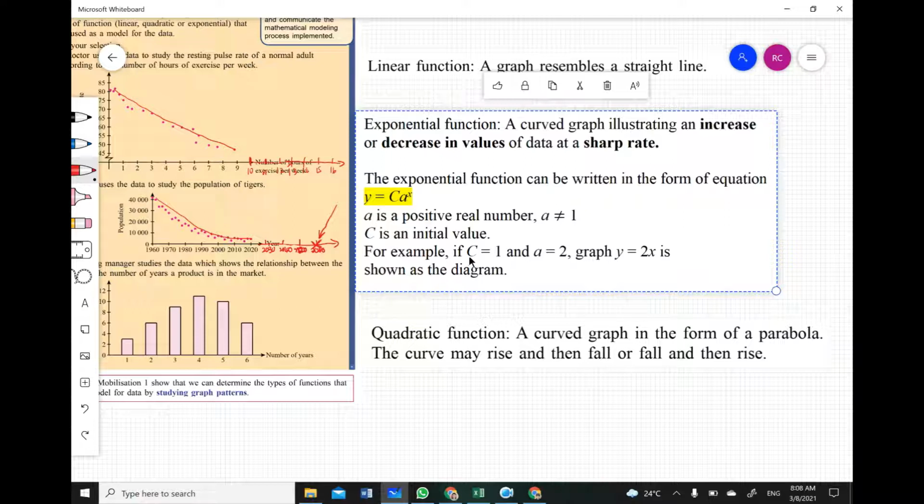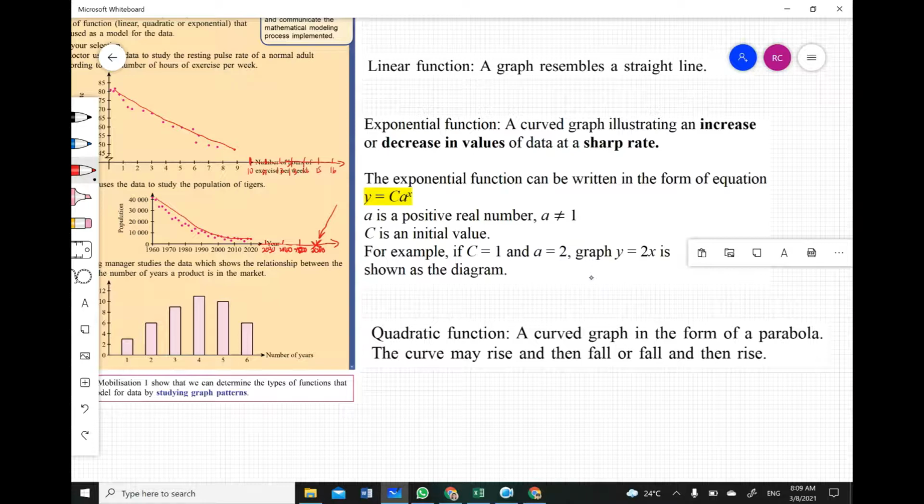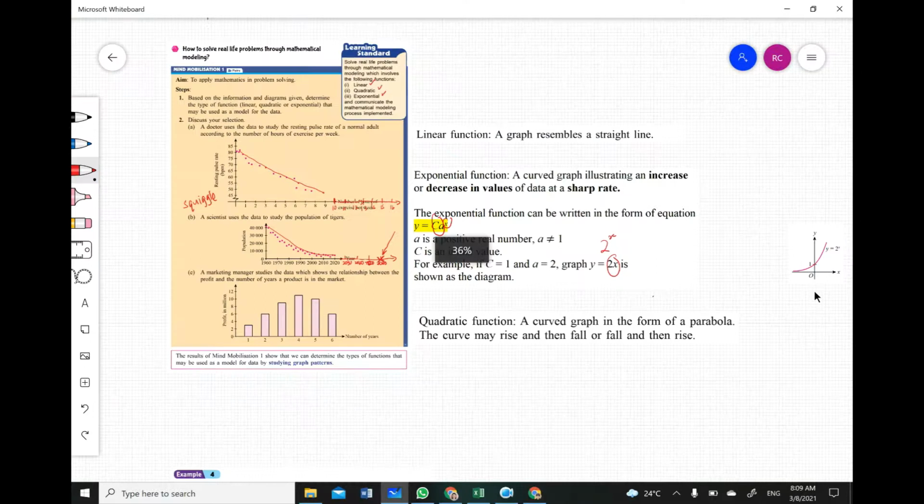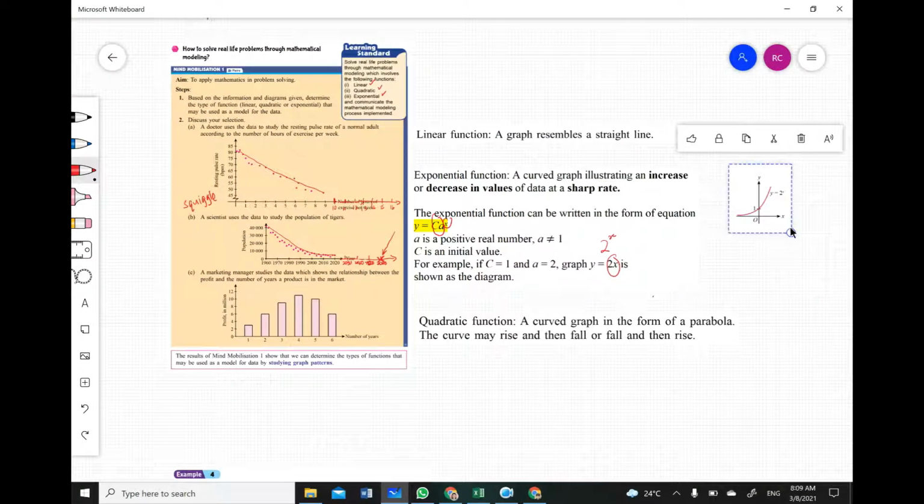For example, if C is equal to 1, A is equal to 2. So you can see C is equal to 1, A equal to 2. 1 times 2 is equal to 2, right? So over here, you can get the graph of y equal to 2 to the power of x like the one in the diagram. Sorry, my x is not correct. It's 2 to the power of x according to this. Okay, this is 1 times 2 to the power of x, so we get 2 to the power of x. So you can see the graph on the right over here. I'll make it bigger for you.